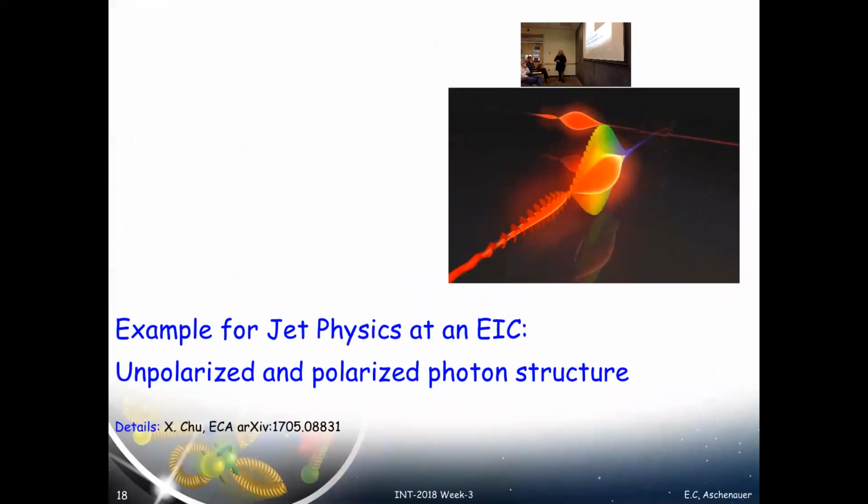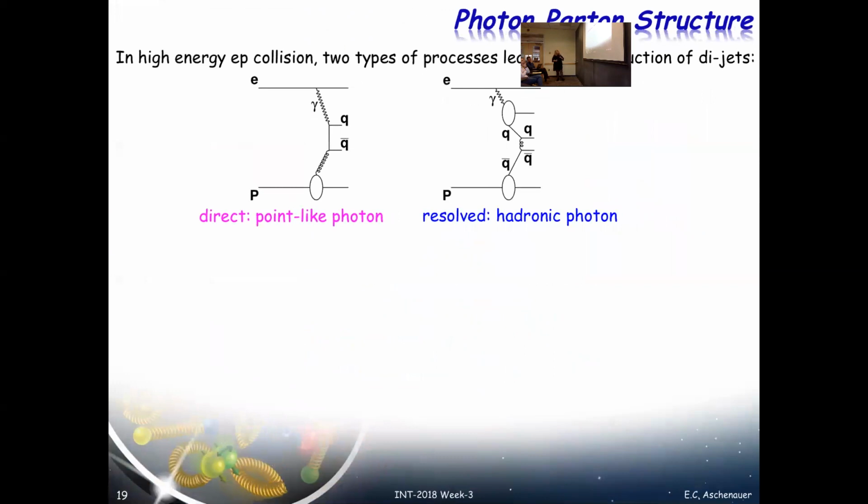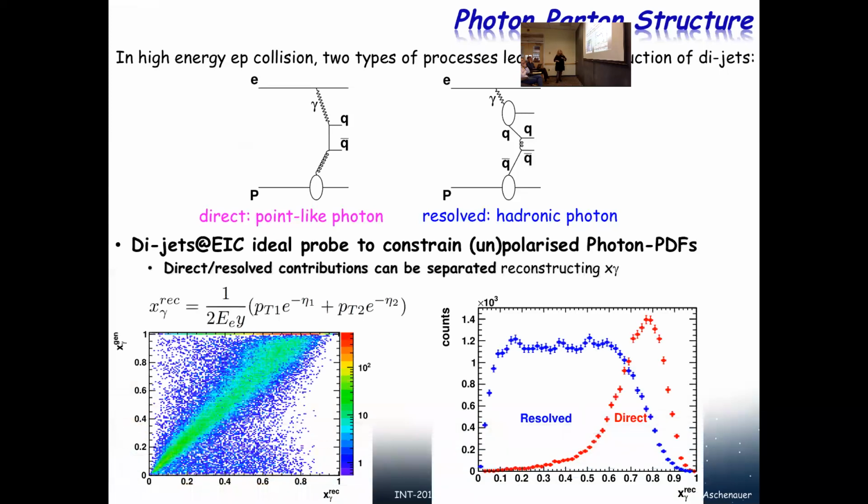So then I want to just use one example for jet physics to determine PDFs, and in that case unpolarized and polarized PDFs in a photon. And Brian talked about this already. So we did a simulation of dijets in the photoproduction regime, so a small Q squared, where you have this point-like contribution and then the resolved contribution of the photon. The dijets can reconstruct very nicely the X inside the photon, so that is the generated versus the reconstructed, so you see very nice, and here you see projected.